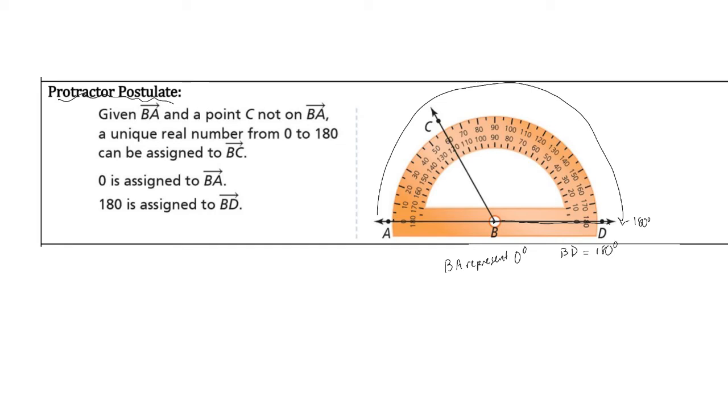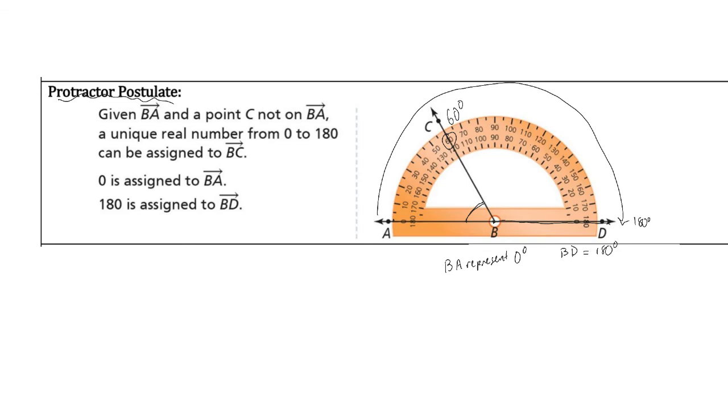This is just saying if you put a point C in between BA and BD, the ray that it creates will be a unique real number, so it will be a certain degree. It will make a certain degreed angle. So this BC makes an angle here that can be assigned to this. So this 60 right here that you see represents BC. BC is at 60 degrees.